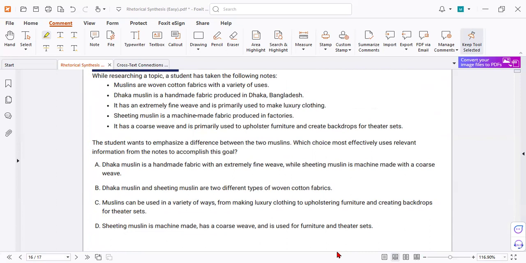Okay, so you said if there are two things and the word "both" is in the sentence, it talks about the similarity. But if the word "while" is there, it means the difference. So it's A.